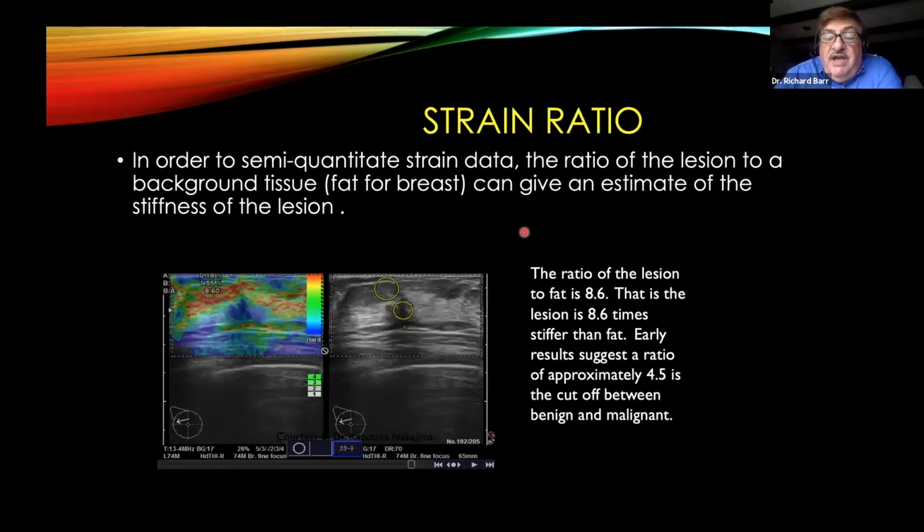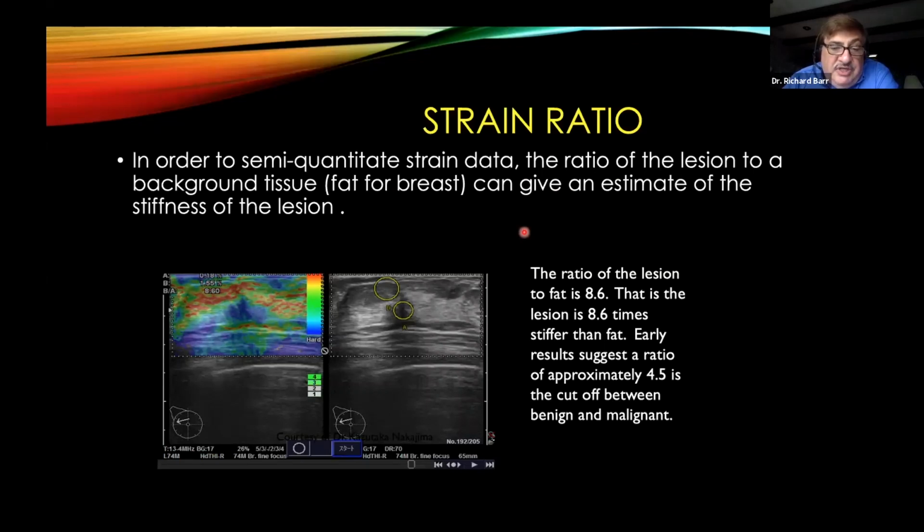Third method of evaluating strain images is the strain ratio. So in order to semi-quantitate strain data, the ratio of the lesion to background tissue, which we're always going to use fat for breast, can give an estimate of the stiffness of the lesion. So in this case, we use a color map where blue is stiff, red is soft. We put our A circle in the lesion and our B circle in fat, and we found that the lesion is 8.6 times stiffer than fat, and in our results, we use a cutoff value of 4.5 between benign and malignant.